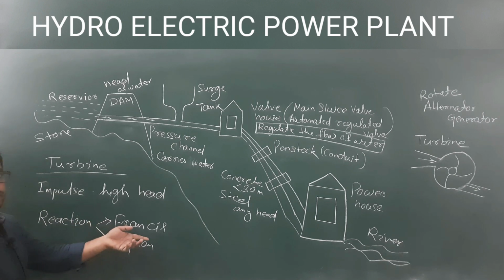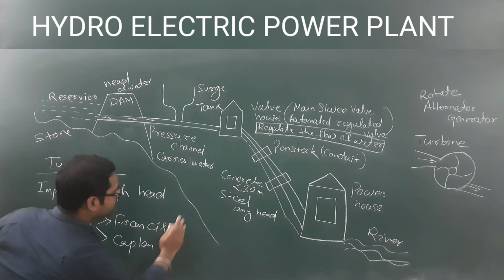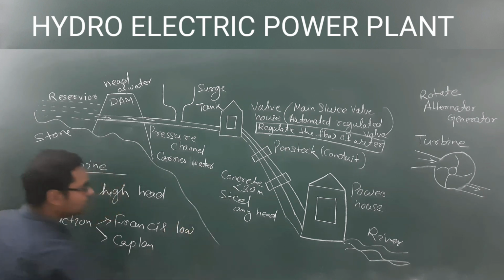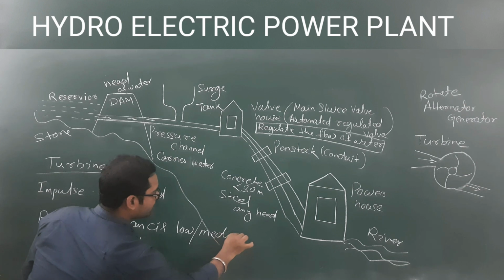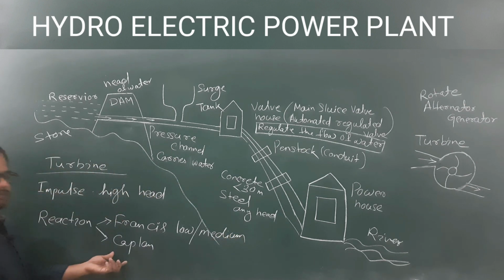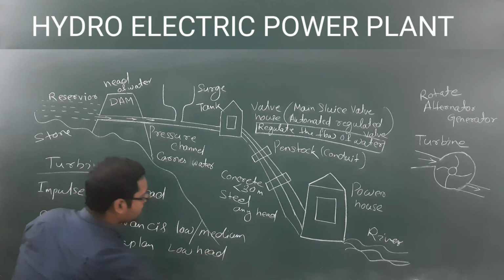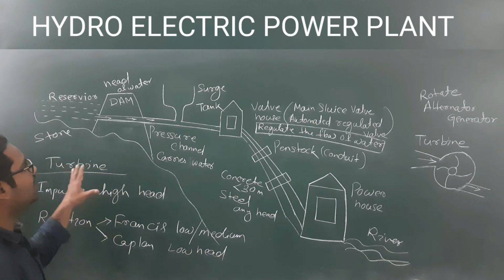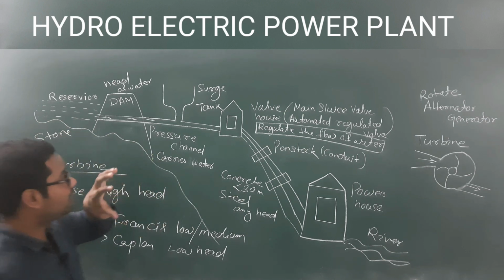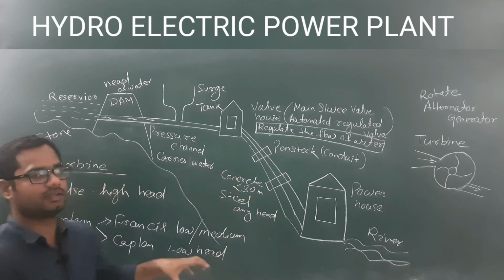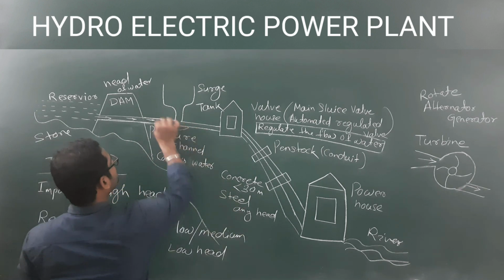Your Francis turbine is used for low or medium height, but your Kaplan turbine is basically used for low head. Okay, so this is all about the parts of your powerhouse, but the important part is your surge tank.